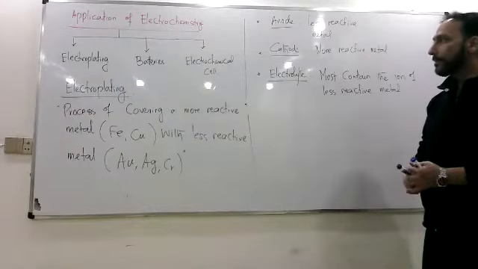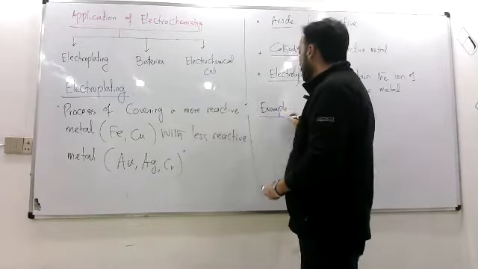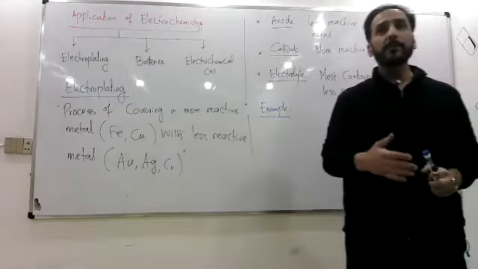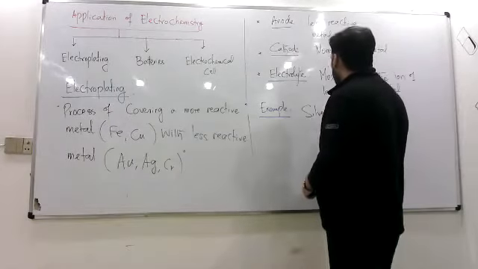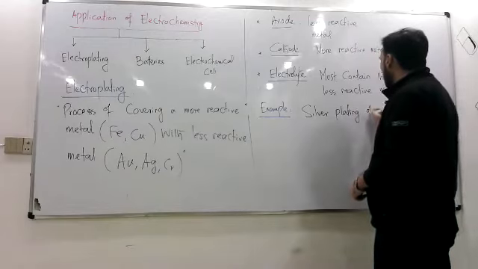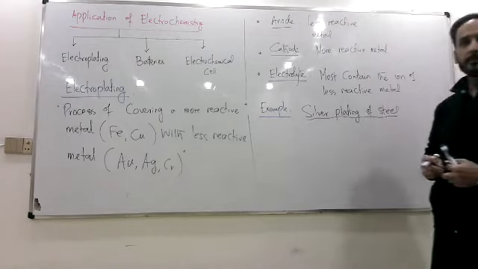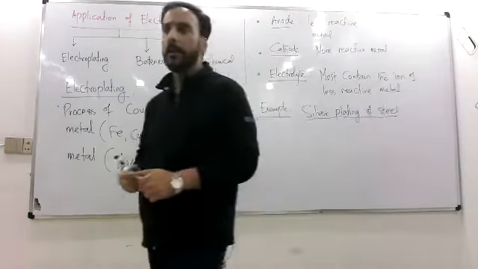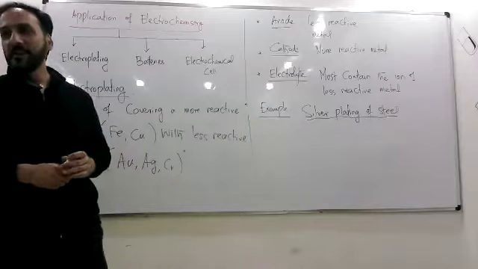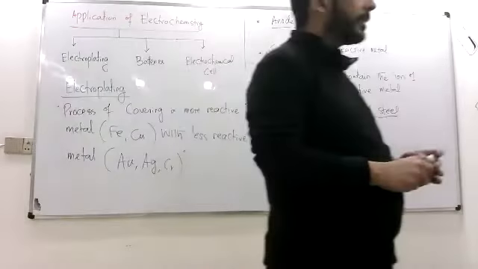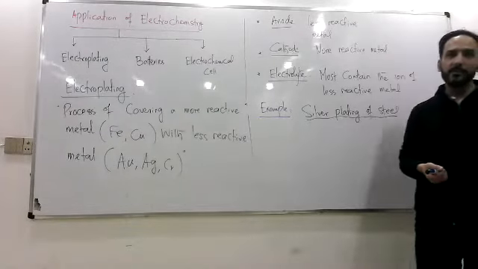And to understand this, as an example, take silver plating of steel or iron. Silver plating of steel. Why not gold? It's a bit more expensive. So normally the cutlery that you see is silver plated, spoons and knives and stuff.